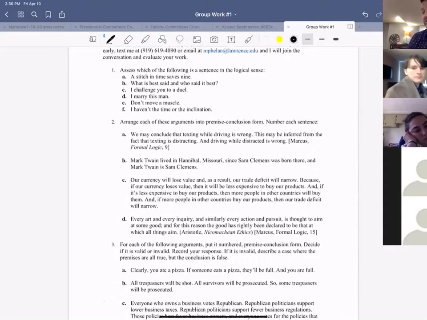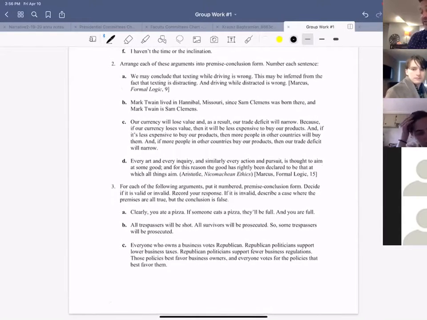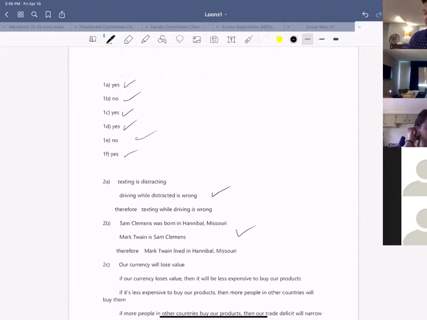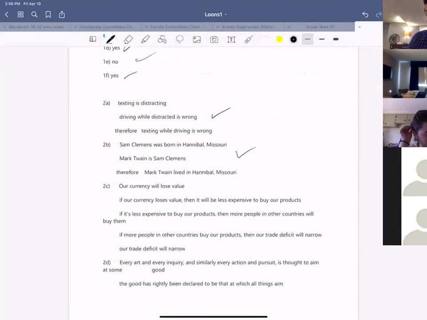All right, our currency will lose value, and as a result, our trade deficit will narrow. Because if our currency loses value, then it will be less expensive to buy our products. And if it's less expensive to buy our products, then more people in other countries will buy them. And if more people in other countries buy them, then our trade deficit will narrow. So for this one, you got our currency will lose value. If our currency loses value, then it will be less expensive to buy our products. If it's less expensive to buy our products, then more people in other countries will buy them. If more people in other countries buy our products, then our trade deficit will narrow. Therefore, our trade deficit will narrow. And you got this one right too.